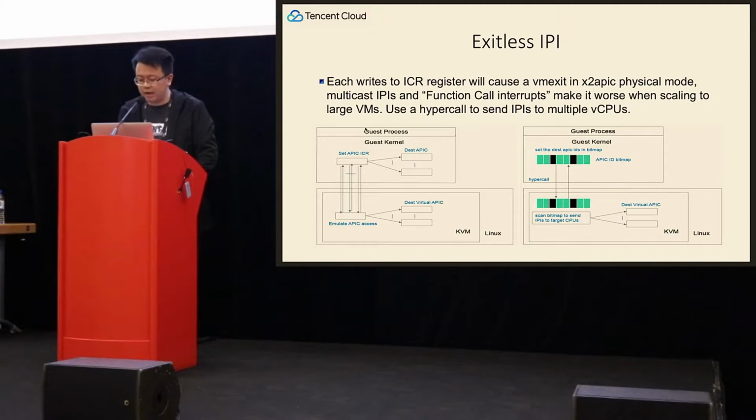Exitless IPI can set the destination APIC IDs in one bitmap. Then we use a hypercall to send this bitmap to the hypervisor. KVM can scan this bitmap to send IPIs to target CPUs. One bitmap can serve at most 128 target CPUs. So we can save the vmexits.